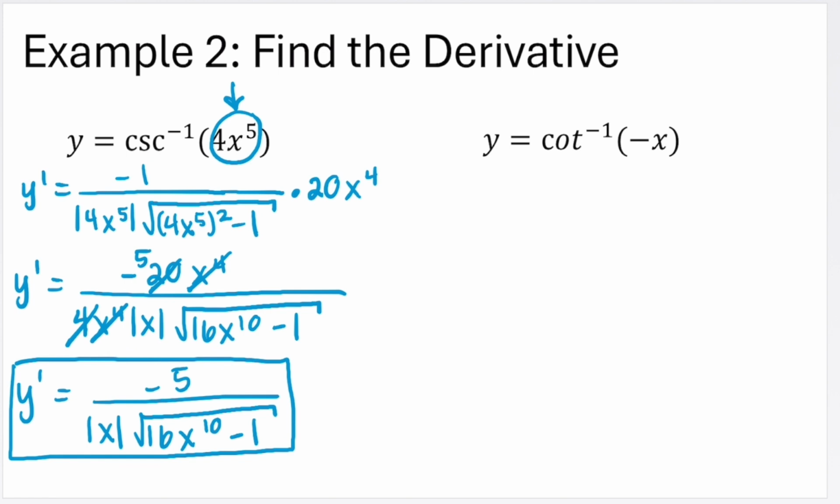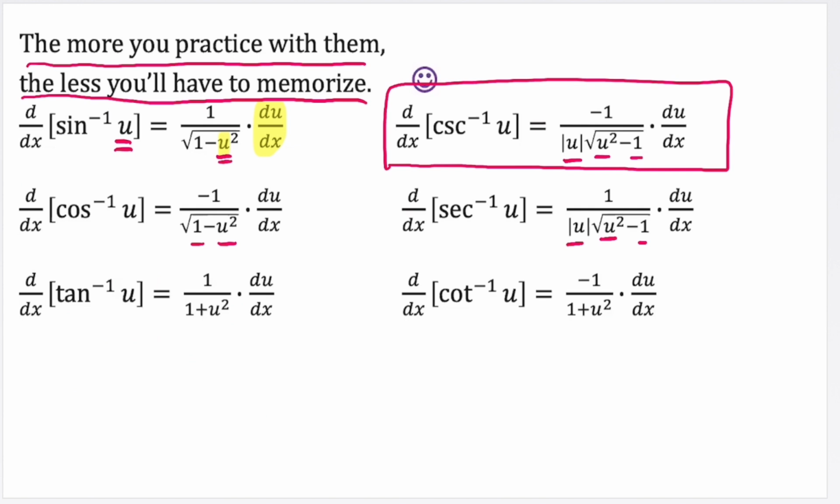Now we have the inverse of cotangent of negative x. So I'm going to go back to my trig inverse derivatives. Cotangent is the same thing as tangent. It's just going to be negative 1 on top. So it's just negative 1 over 1 plus u squared. So I'm going to go ahead and do that one.